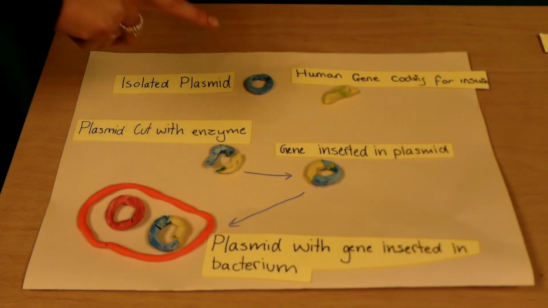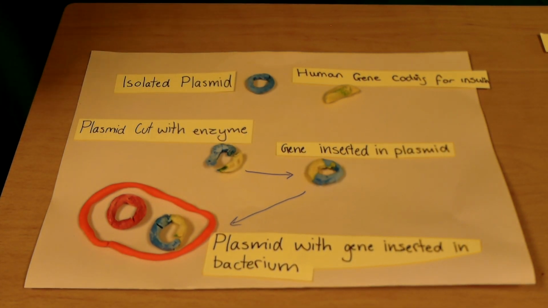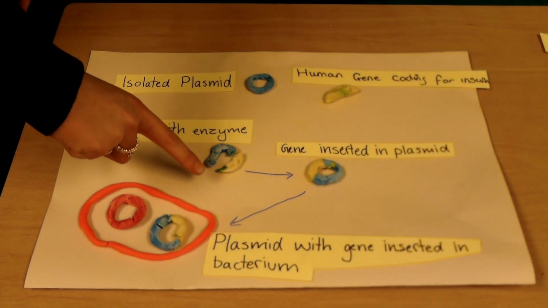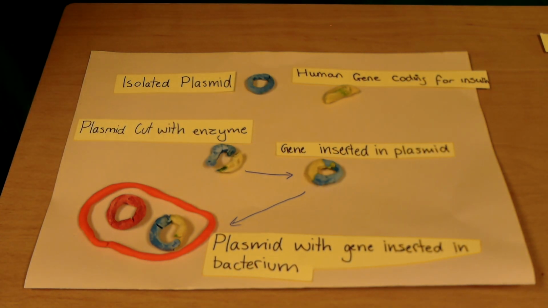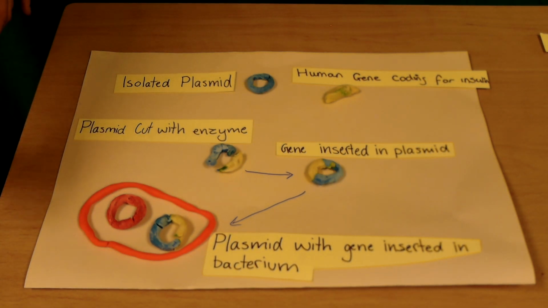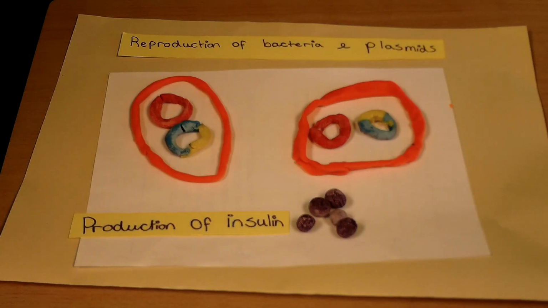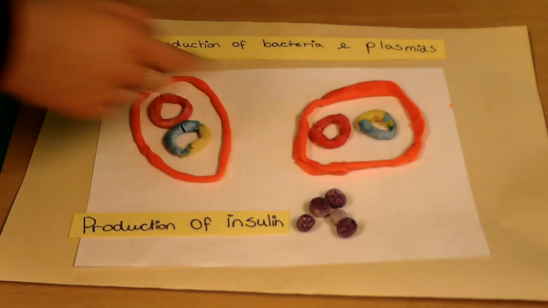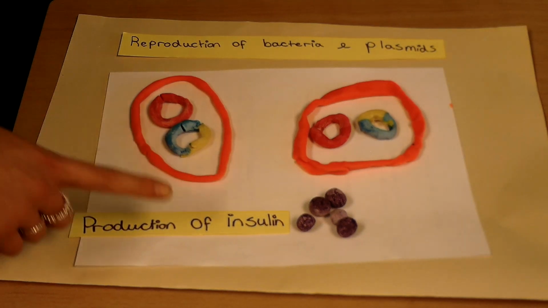Step 2. We isolate the plasmid from the bacterium. Step 3. We cut the plasmid open with an enzyme and insert the human insulin gene. The plasmid is sealed by an enzyme. Step 4. The plasmid with the gene is inserted back into the bacterium. Step 5. The bacteria are encouraged to reproduce. We get lots of bacteria with the human insulin gene in them. These bacteria make human insulin.